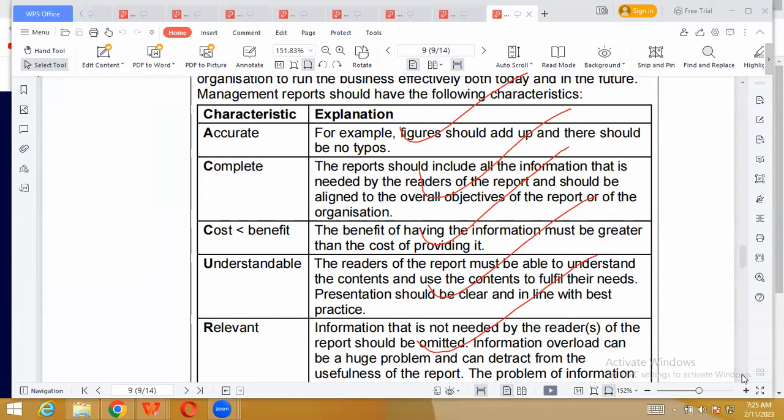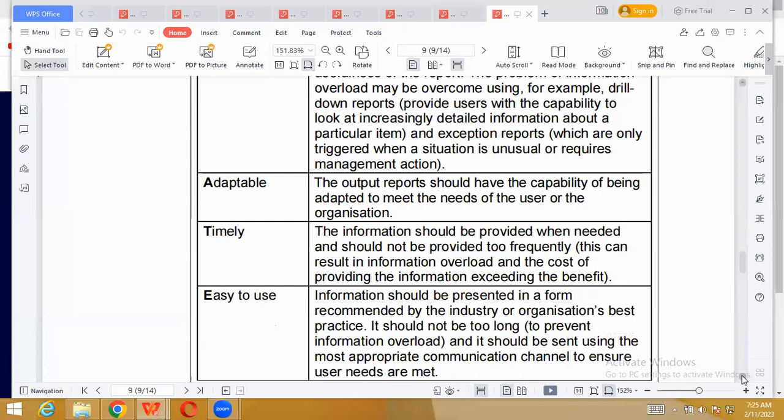And then the other part is, remember we said accurate. We still have got to continue with A, T, and E. So adaptable, that is another characteristic of good information. It should be adaptable. And what do you mean by adaptable? Which means the output reports should have the capability of being adapted to meet the needs of the users of the organization.